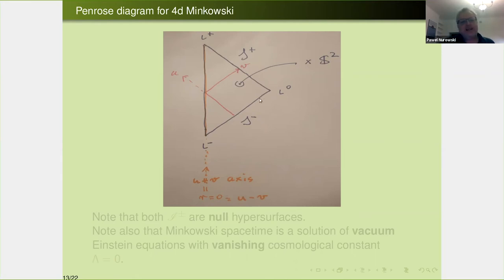So the picture looks like this in uv coordinates, and every point on this picture is a two-dimensional sphere. So that's essentially the conformal compactification of Minkowski spacetime in four dimensions. We have scri plus, scri minus, there is i zero, which is just spacelike infinity, and i minus, i plus, which are just timelike infinities in the past and in the future. So the two-dimensional picture looks like this, where every point here is a two-dimensional sphere.